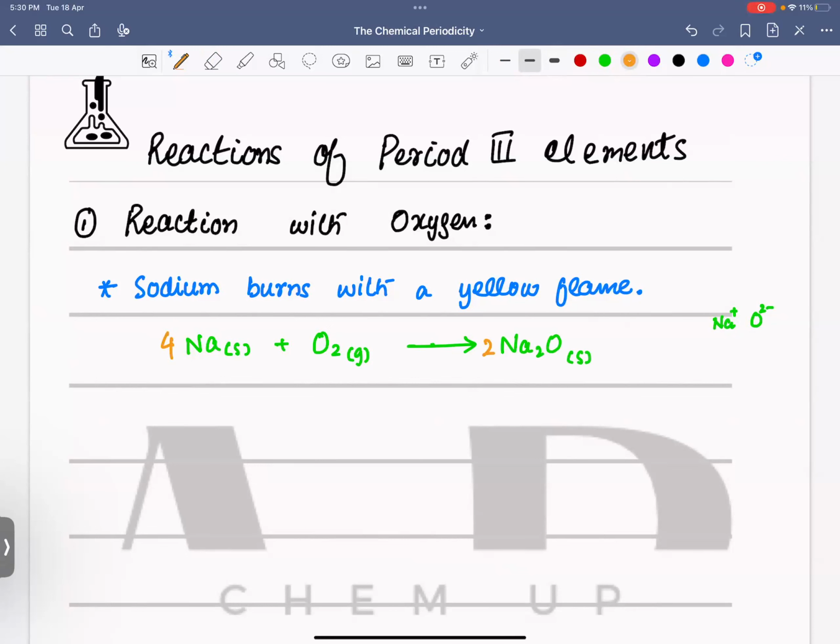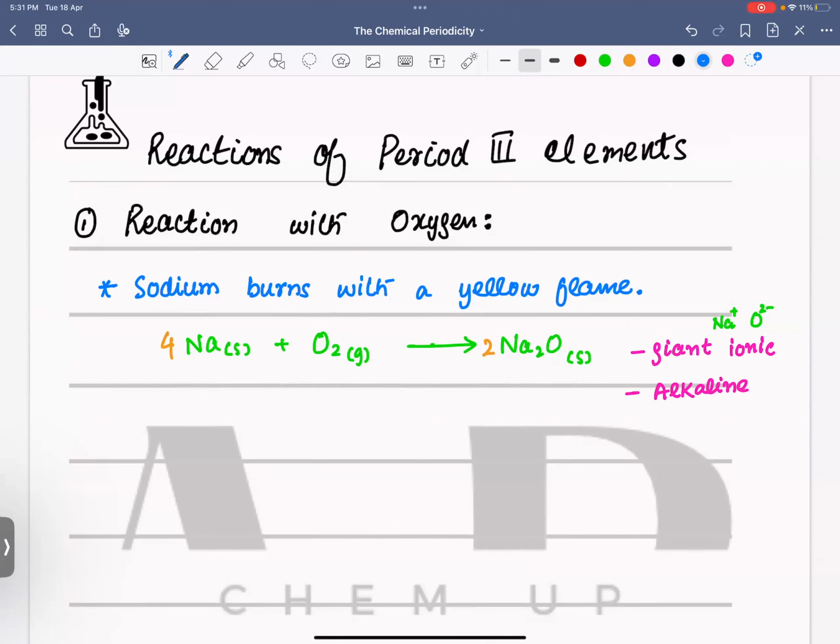Now the other important part over here is we have discussed the observation, but besides this observation, the compound that we got over here is a giant ionic compound. Its structure is a giant ionic one, and the other one, it's alkaline in nature.